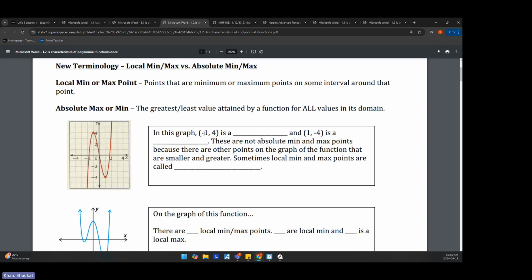So in this graph, (-1, 4), this point here will be a local maximum. All right, local max. And this value here, (1, -4), that would be considered a local minimum because it's a minimum value.